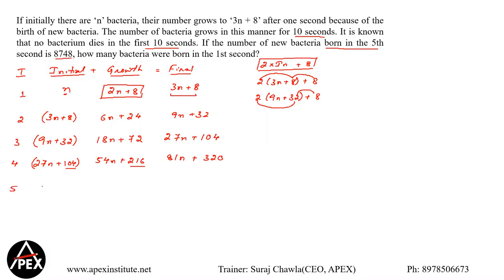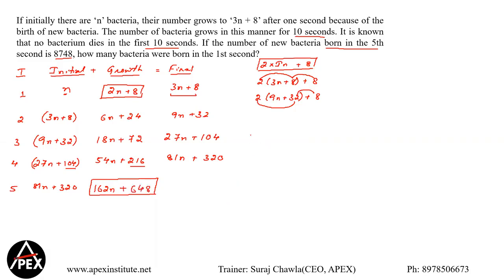So I need to go to the 5th second also. So I had 81n plus 320. The question is asking you the number of bacteria born. So this is what we need to calculate. So 2 into 81, let's be very careful, it's 162. And 2 into 320 is 640. 640 plus 8 becomes 648.